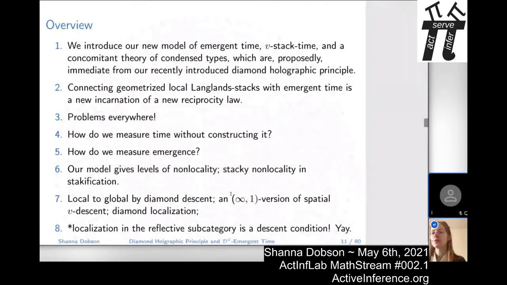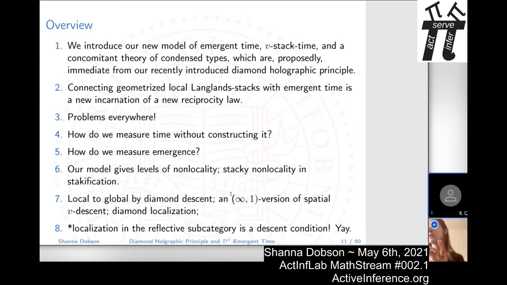So, just an overview real quick. I'm going to try to talk about this emergent time a little better, and a concomitant theory of condensed types, which are supposed to be immediate from the recently introduced diamond holographic principle. You've seen me already kind of introduce that. So if you're connecting this beautiful mathematical grand unified theory of geometrized local languages in the stack language with emergent time, that would be a new incarnation of a new reciprocity law. You see, I'm using the word incarnation to refer to diamonds and reflections. Also two spaces, infomorphism, star autonomous, all of this star autonomous, objects having duals, reflections, reflective subcategories, profinite condition.